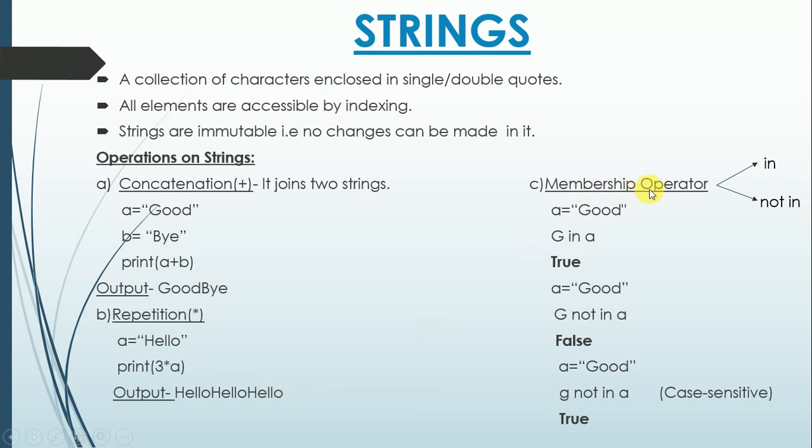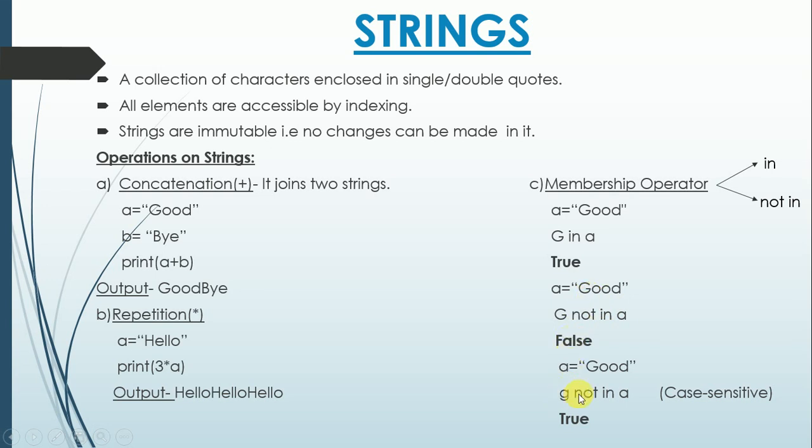Next is the membership operator, in and not in. If the particular character is there in the particular string, then it will give the value as true, and if it is not there, then it will give the output as false. In this case we have to take care of the case sensitive part. Here a is a variable which stores a string good, and if we say g in a, here capital G is present in a, so the output is true. But if we say g not in a, the g is there in a, so this becomes false.